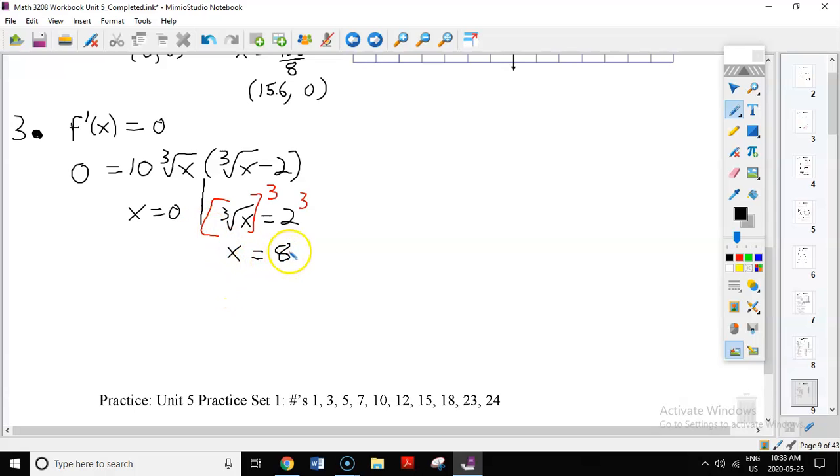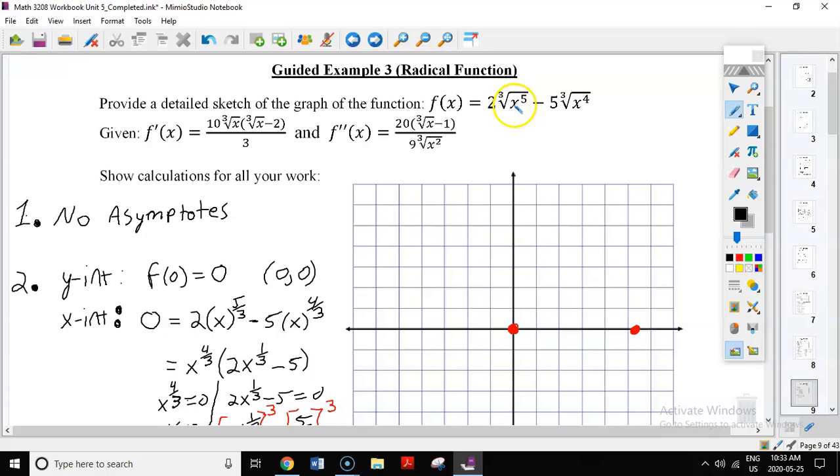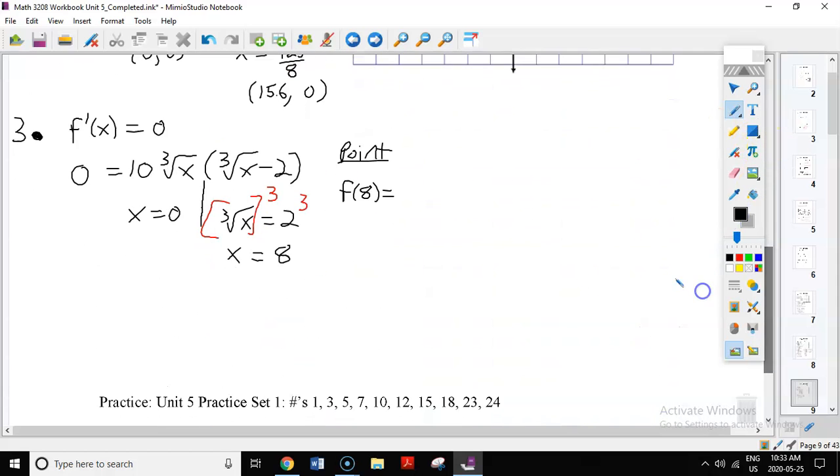So I need to now define the point on the graph. So I have to put 8 into the original equation. Not this one, this doesn't help me. So for f of 8 in the original equation, you can see it gets tangly, especially the more complicated the equation is. So I've got to put 8 in here. So 2 times cubic root of 8 to the power of 5 minus 5 times cubic root of 8 to the power of 4.